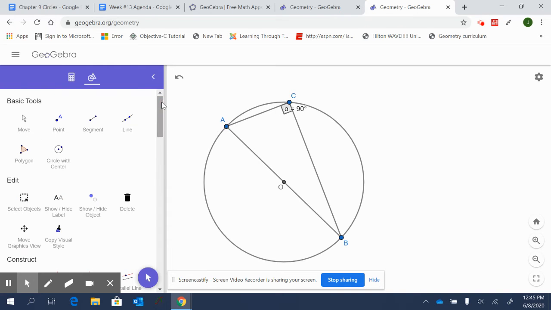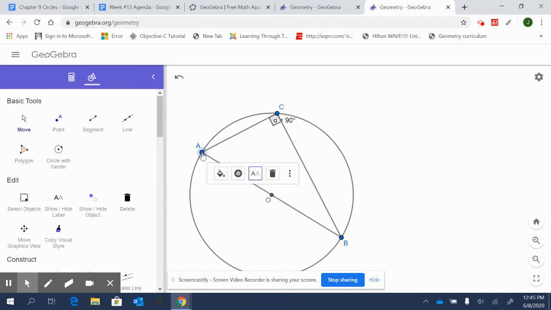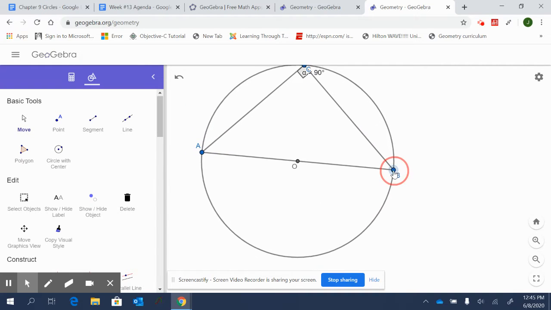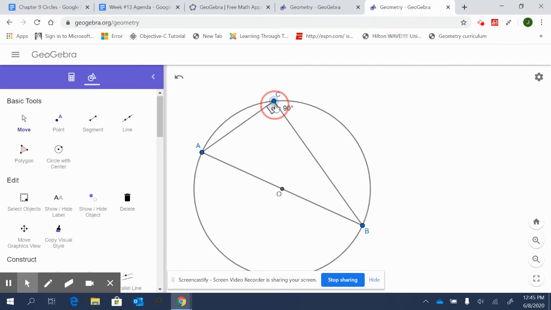So what I did for this was, let's see. There we go. So what I started with was a location for A and then a location for B. And I connected those, found the midpoint. All right, so that makes AB a diameter. Now, after that, I constructed a circle centered at the midpoint, which I labeled O, with a radius from O to A. And then what I did was I picked a point on the circle that was created.